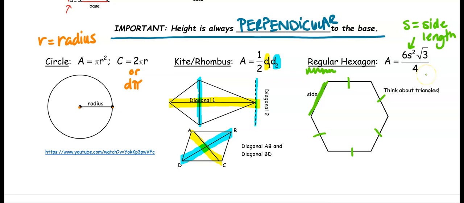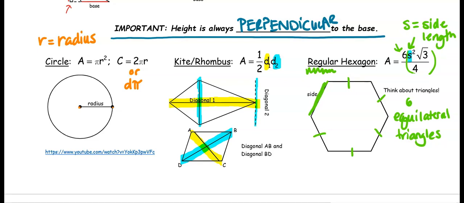Where this formula comes from is 6 equilateral triangles. We're not going to really get into that right now, but just know that that's why this is 6 times this quantity, because if I had an equilateral triangle, s squared root 3 over 4 would be that area formula. But again, for a regular hexagon, the only thing you need in your picture is one of your side lengths, and then you can plug it into your formula.